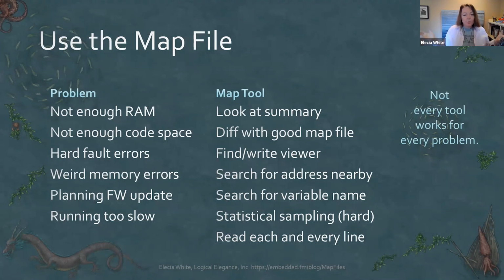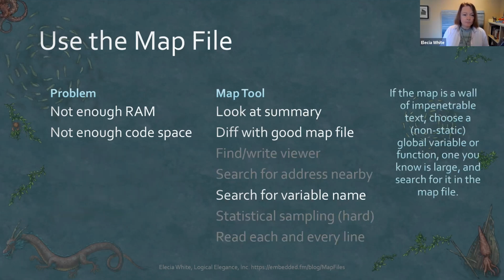Now that we know what's in the map file, let's look at how to use it. We've seen this list of problems and some possible tools. Not every tool works for every problem. So let me go into these in a little bit more detail. Let's say you're out of code space. First thing to do is to look at the memory configuration and summary.